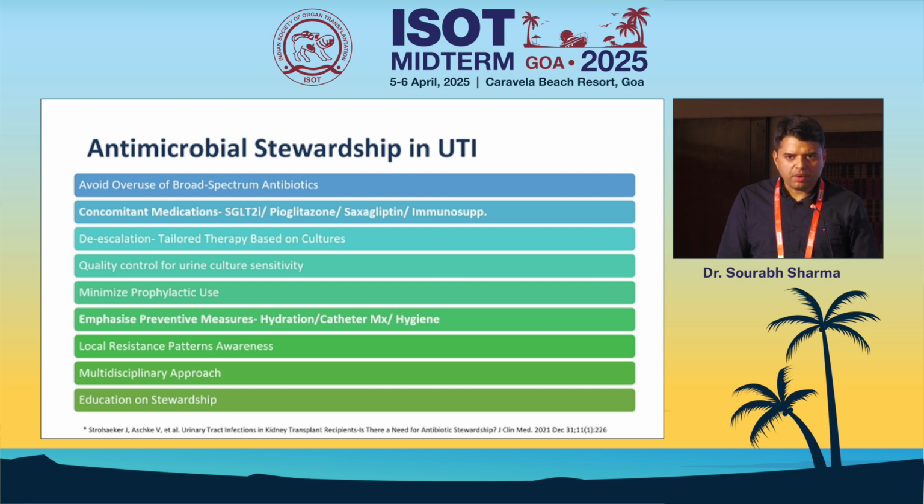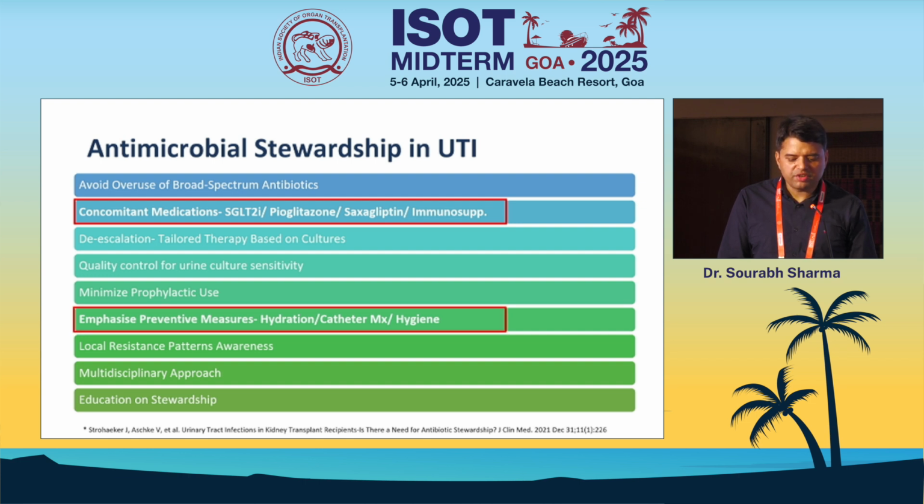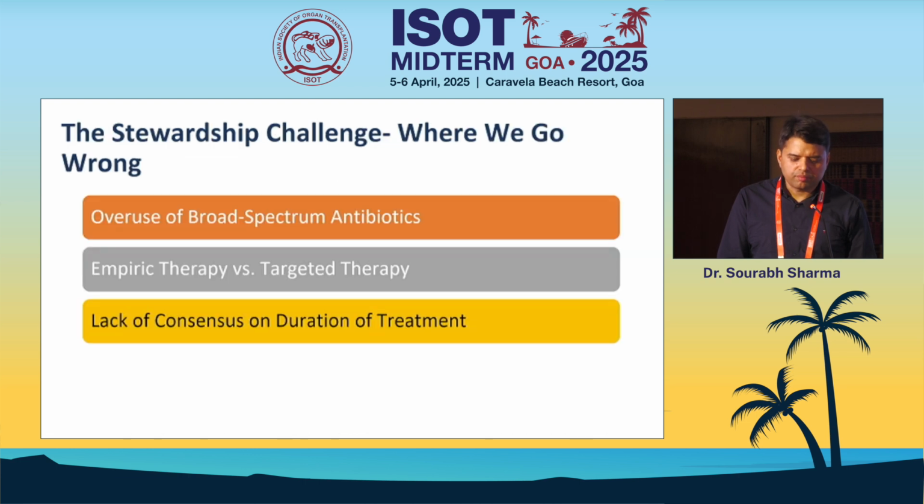The most important ones, apart from the various guidelines we have discussed, is to take a proper drug history. And as Kalra sir and Nitin Kapoor sir had previously told, the drug history regarding SGLT2 inhibitors, pioglitazone, and saxagliptin is important because it's linked with higher chances of UTI. Then we should emphasize preventive measures, which include hydration, catheter management, and hygiene. So what are the challenges, where are we going wrong? There is overuse of broad spectrum antibiotics by us, we are not differentiating empirical and targeted therapy, and there is lack of consensus on the duration of treatment.